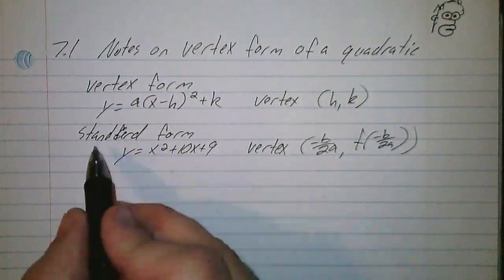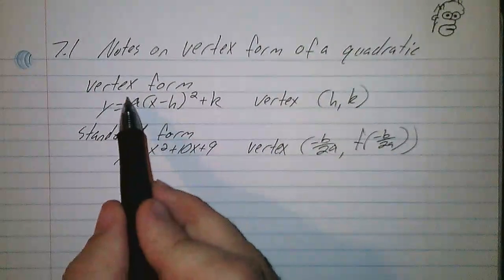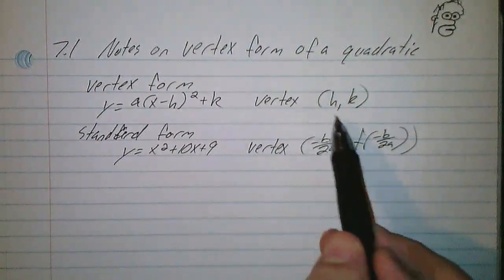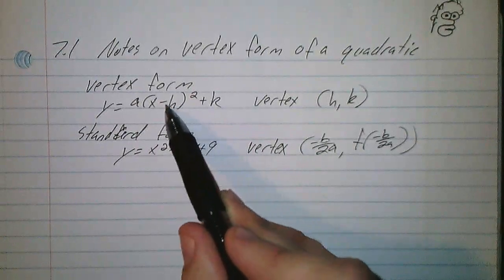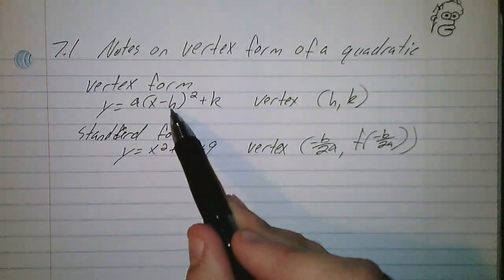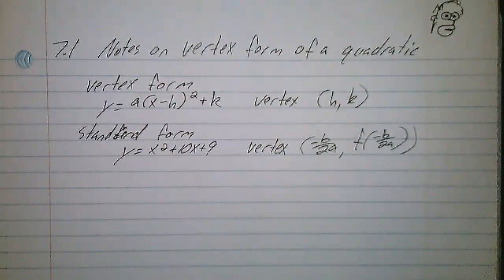So again, in math, when we see standard form, that's the polynomial form. Vertex form will give you the vertex, but change the sign of what we see because it's a minus sign. So (h, k) for the vertex.